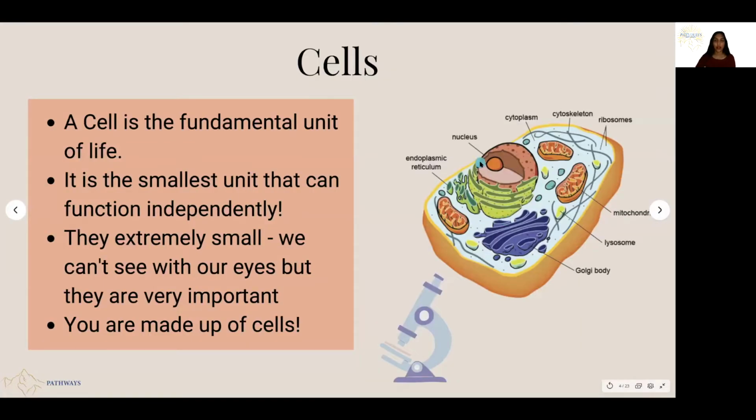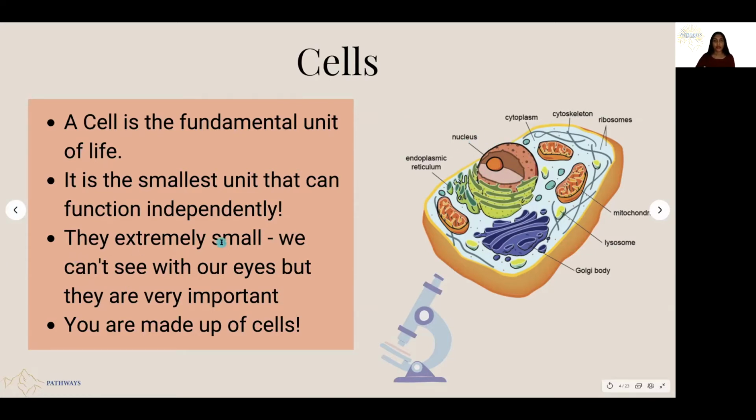So let's start off by talking about cells. A cell is the fundamental unit of life. On the right-hand side is a diagram of a cell. You may or may not have seen this before, but cells are very important to the field of biology, because they are the smallest unit of life that can function independently. You can see that there are many components to a cell, things called ribosomes, mitochondria, lysosome, Golgi body. They have cool names, but we won't be covering all of them today. That will be in a separate video. But today I just want you to focus on the nucleus, which is right here.